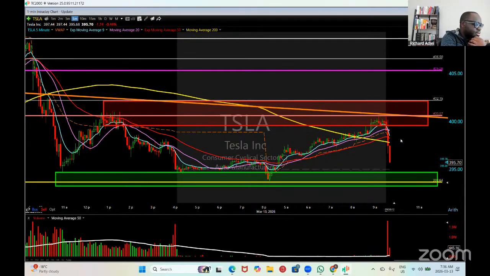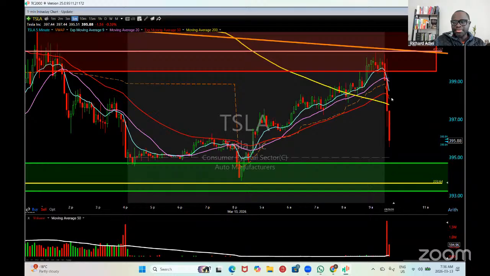I've taken it. 395 puts. I'm taking one expiring today and one expiring next week Monday, so I can manage my stuff. So I've taken the one expiring this week, and I'm taking one expiring next week Monday. Here, I'm looking for a move to this area. This is a down move, right? So you just need to chill, and it's going to come down.